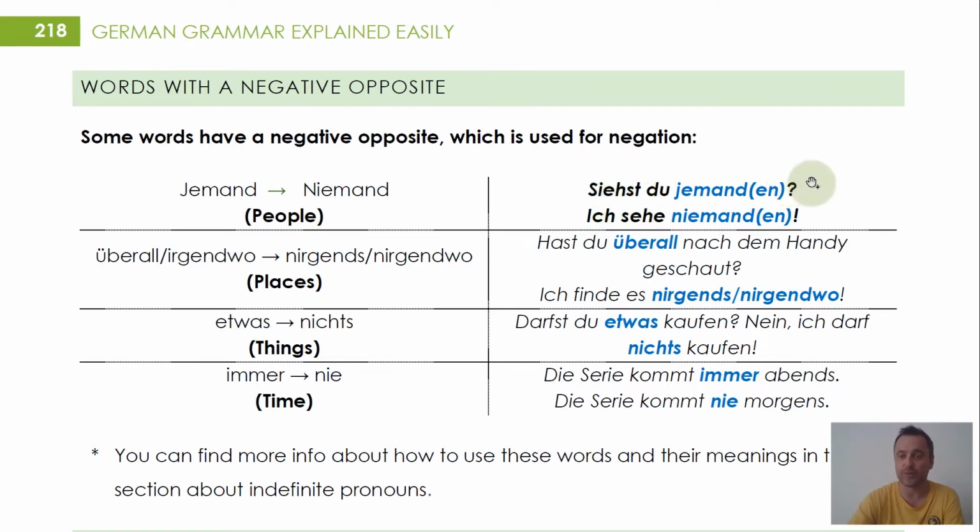So siehst du jemanden? Ich sehe niemanden. So do you see somebody? I see nobody. We can use also siehst du jemand? Ich sehe niemand. This en here is the accusative version of it. It's not obligatory anymore to add this en, but you can.